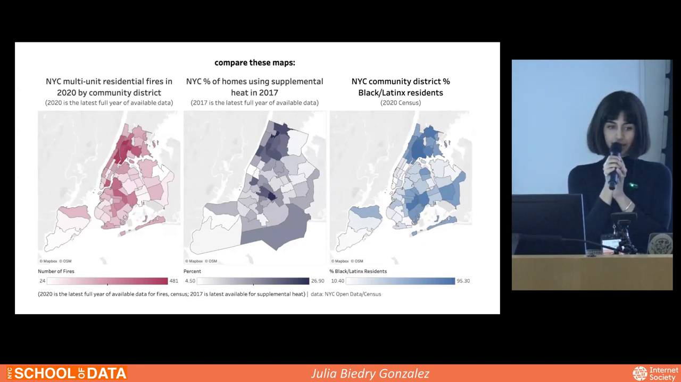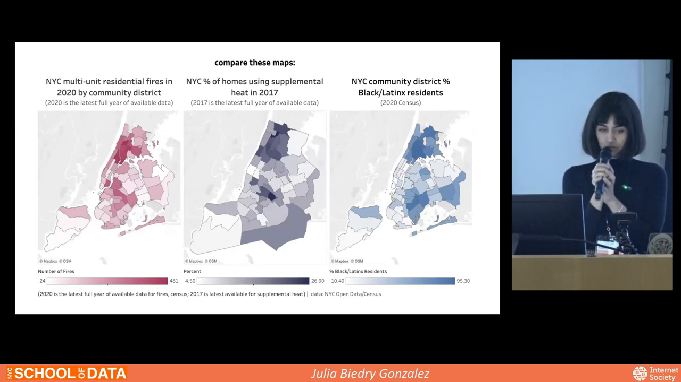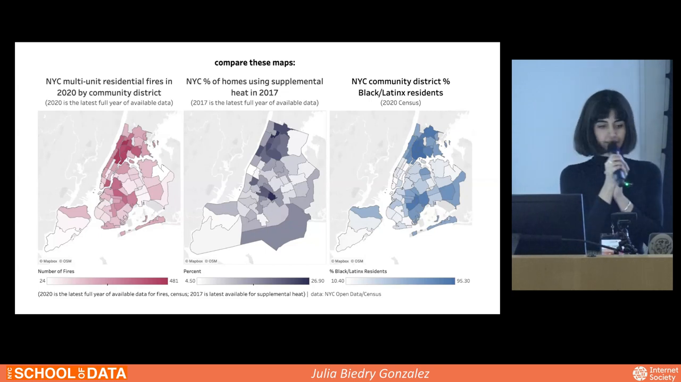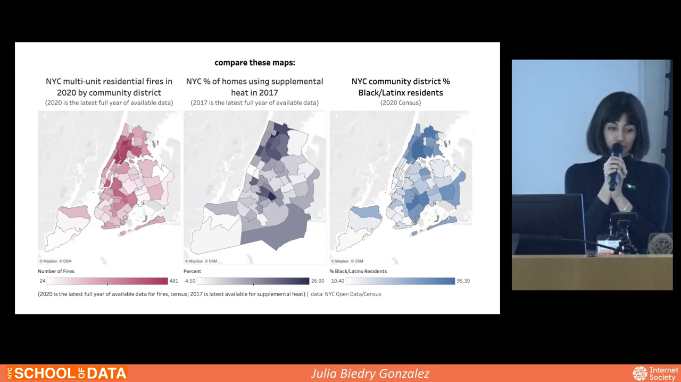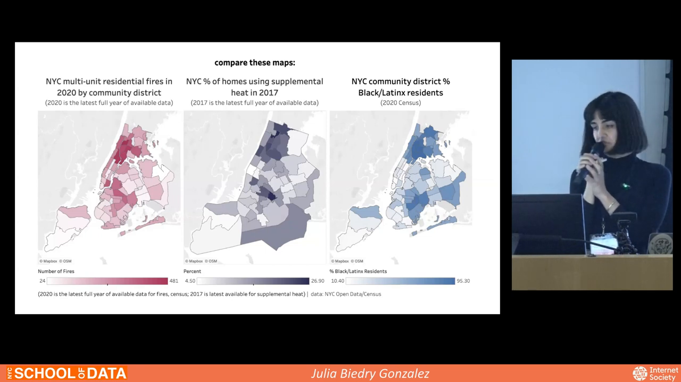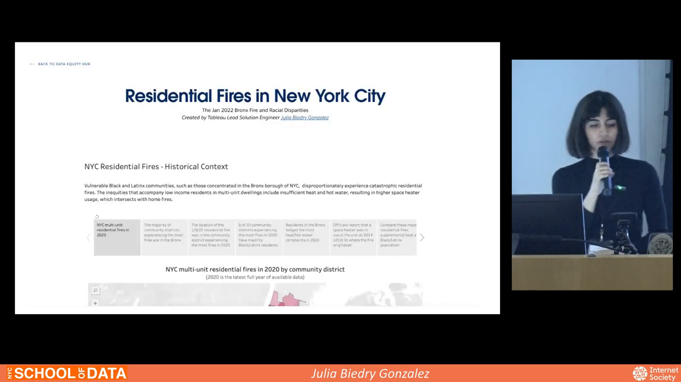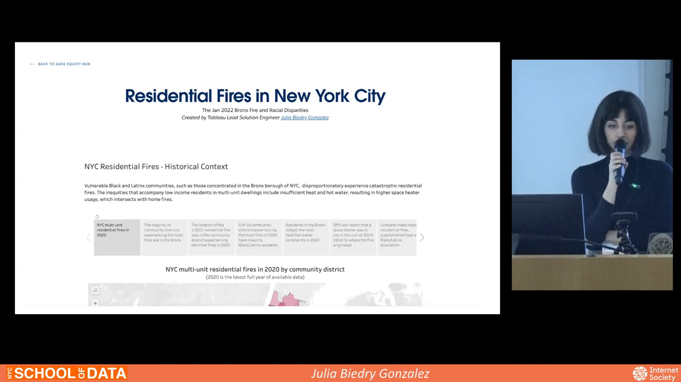From left to right, these maps show concentration of multi-unit residential fires, homes using supplemental heating, and percentage of Black and Latino, Latina, Latinx identifying residents. Again, visually, the results are pretty striking. You can see really similar patterns in all three of these maps and that same concentrated shading in the Bronx. So the January 2022 fire really didn't seem like an isolated incident, but part of a broader pattern that was borne out by the data.